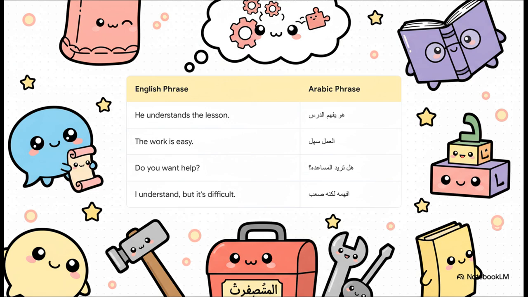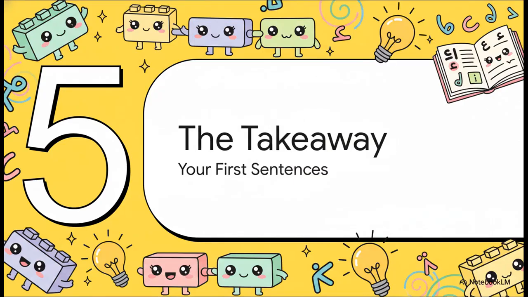So let's just step back and look at your new toolkit here. He understands the lesson. Check. The lesson is easy. You can say that. Do you want help? You know how to ask that now. You actually understand the structure behind every single one of these. These aren't just random phrases to memorize anymore. They're patterns that you can now play with and adapt. So, what's the big takeaway here? What did we really do? In just a few minutes, you've pretty much learned that building Arabic sentences isn't about memorizing a million complicated rules. It's about simple, interchangeable blocks.